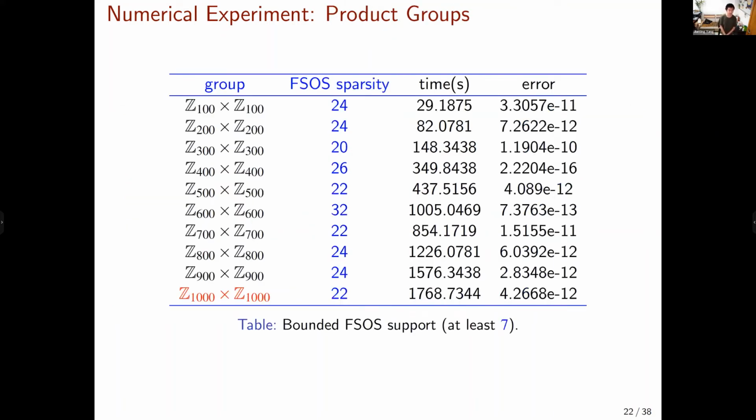And in this numerical experiment, we randomly picked some Fourier sums of squares with bounded sparsity, expanded them, and used our program to compute them. Firstly, we notice that we can compute the function on a group whose cardinality is up to 1 million in half an hour, and we can find that our output sparsity is stable. When the cardinality of the group increases, it doesn't increase.